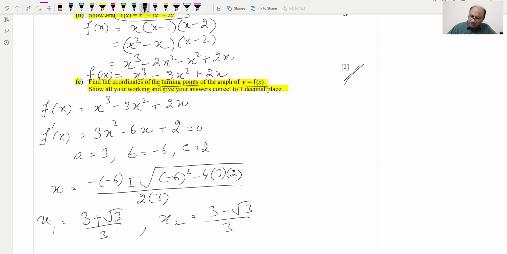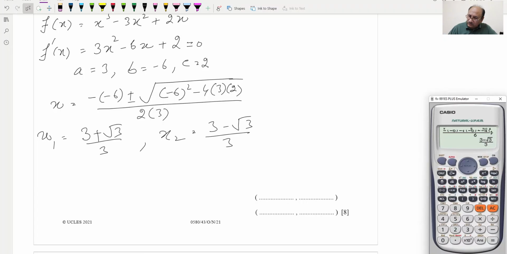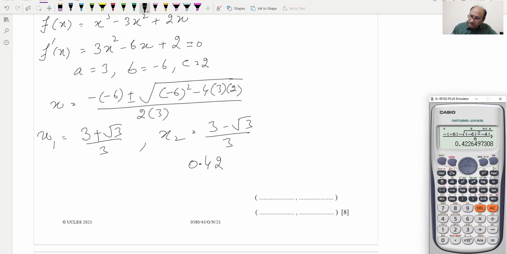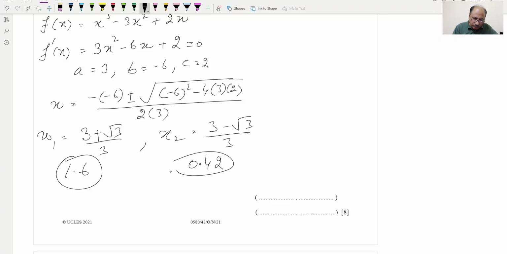These will be the two values, and for the decimal values, if we check, the negative decimal value will be 0.42. This will be the x2 value, and the x1 value we can check with the plus sign. Yes, so this will be 1.577, so we can write 1.6. So this value will be x1, and this will be x2.